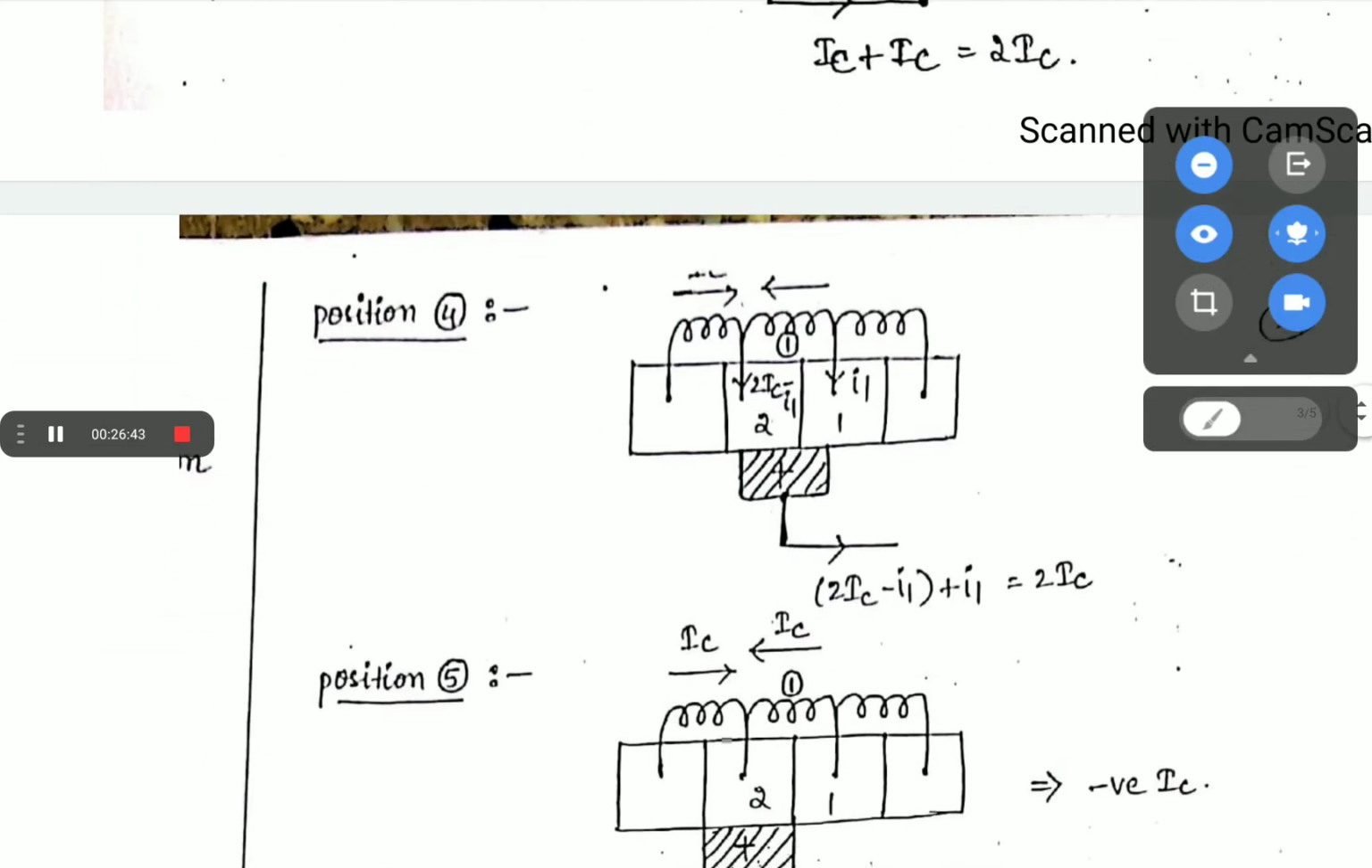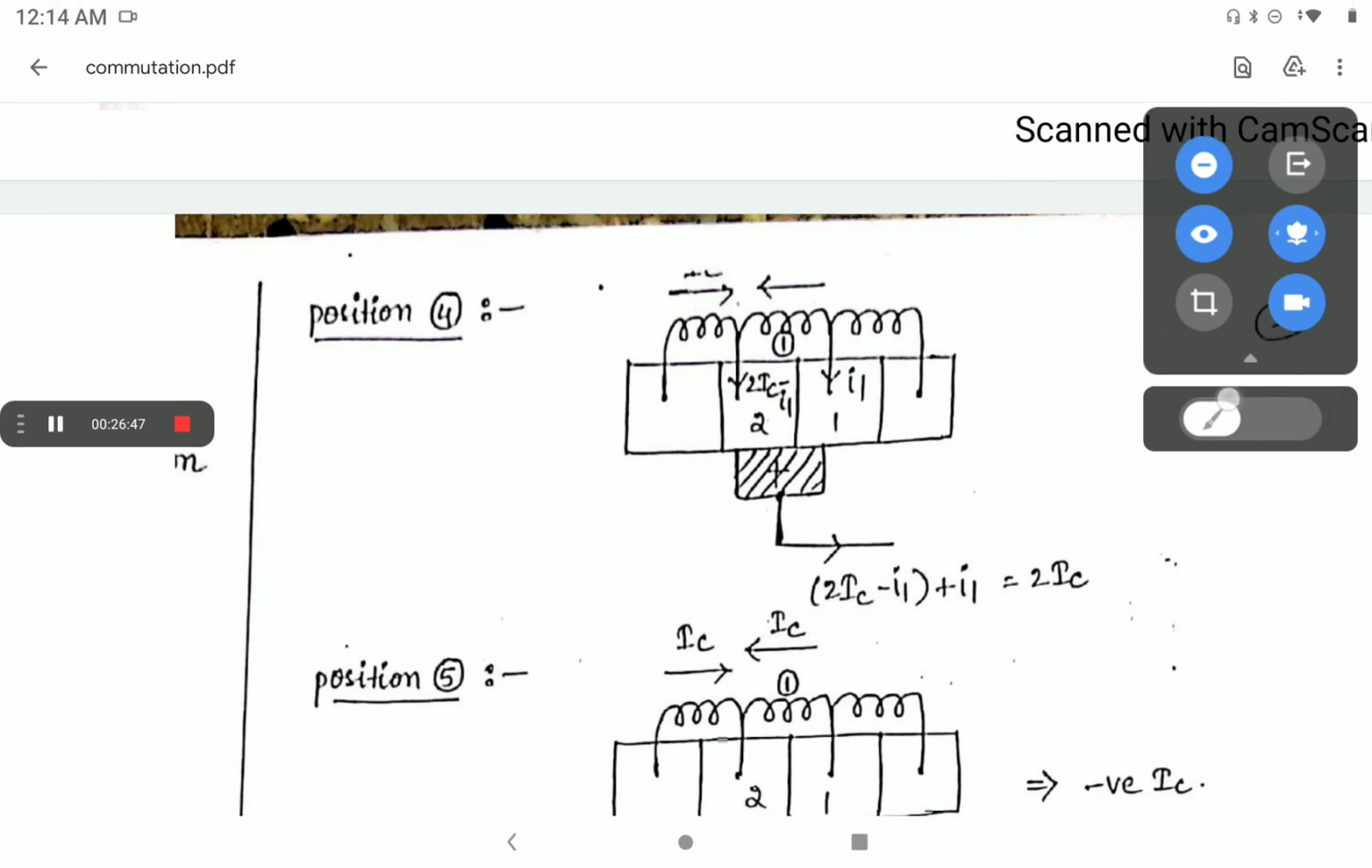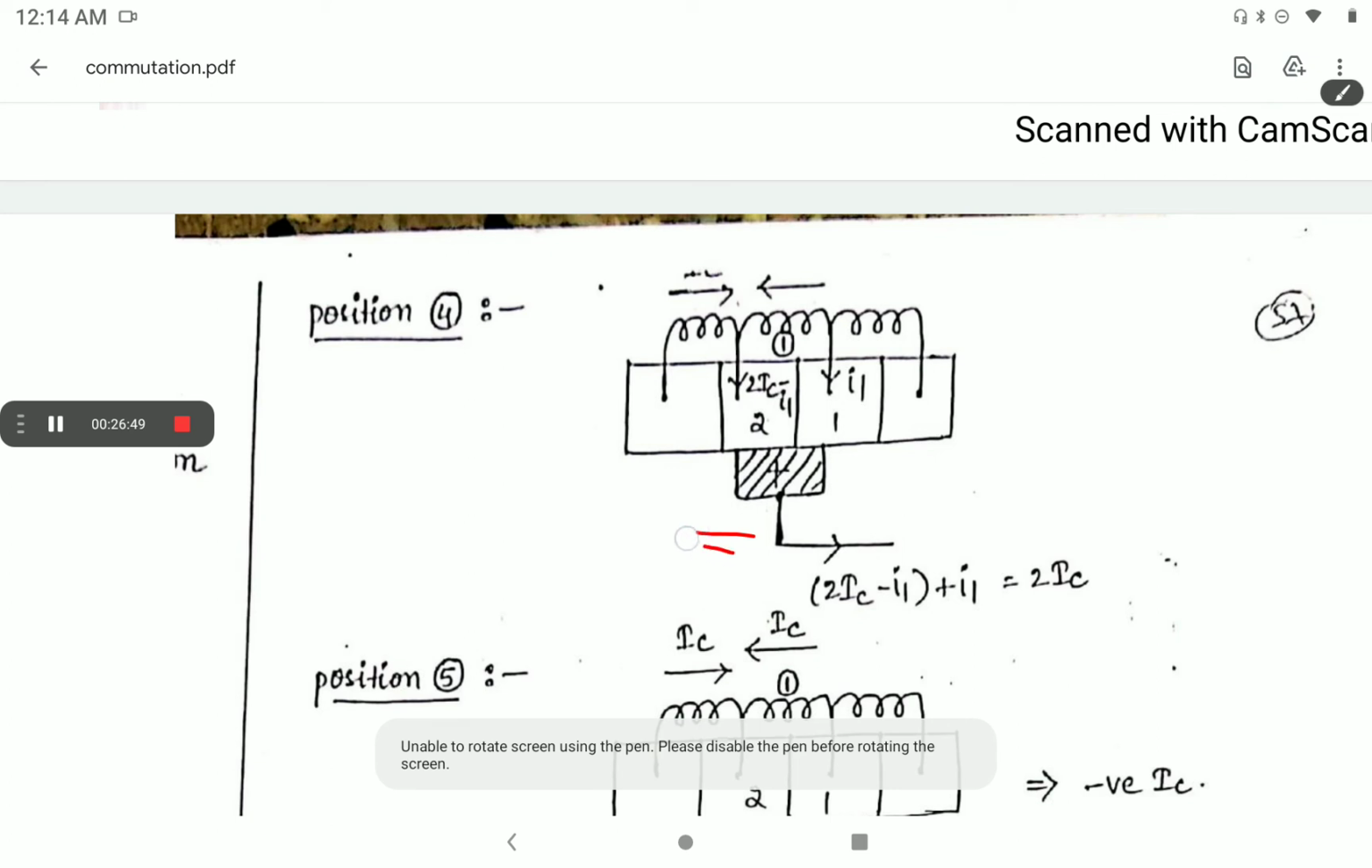And the next, position 4. Now we are going to again move the brush to the left side. Let us assume we are moving it this way. Then what can happen? Most of the brush area is coming in contact with this commutator bar, and here the contact will be reduced from commutator bar 1.